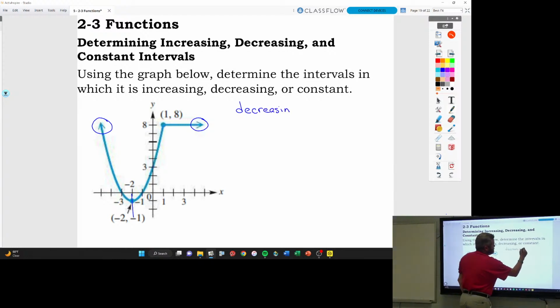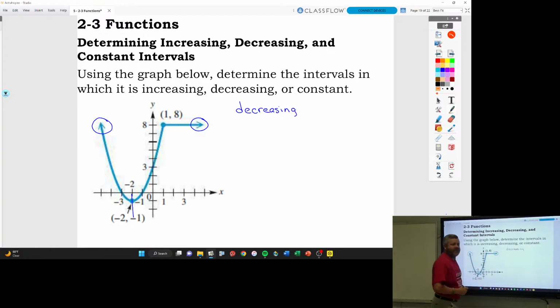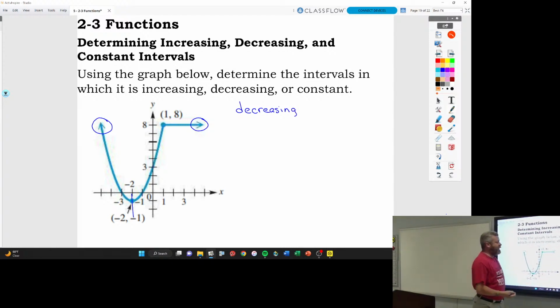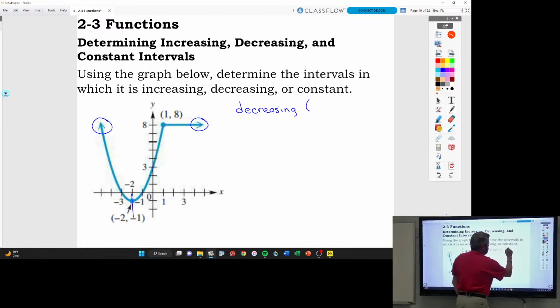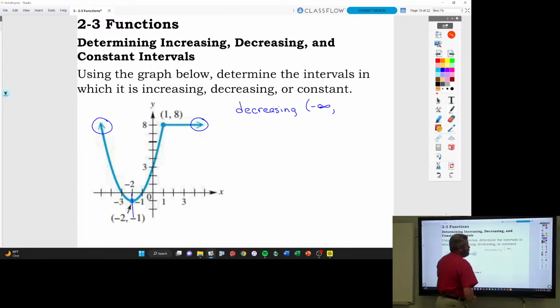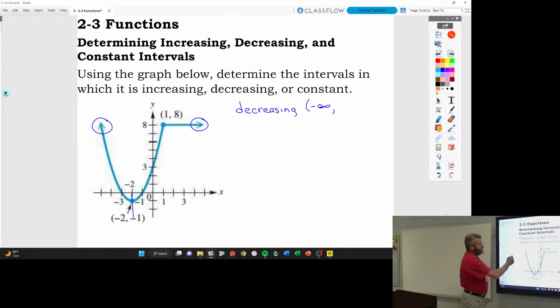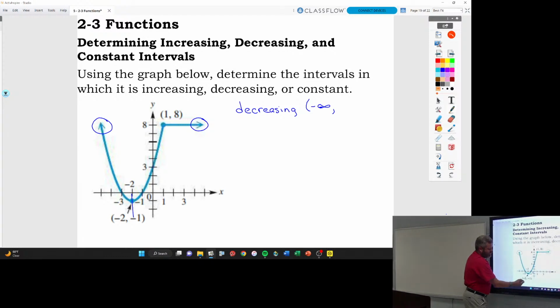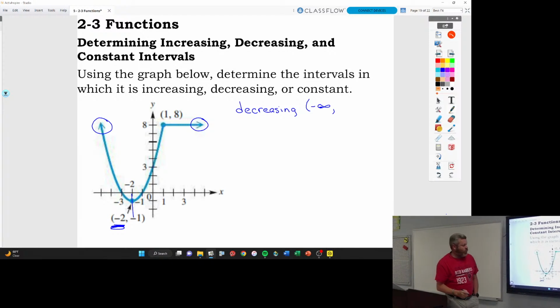Where did that decreasing start? Well, it started when the graph started. The graph started at negative infinity. Comma. When did it stop decreasing? It's decreasing, decreasing, decreasing, decreasing, and then all of a sudden, at negative 2, at the x value of negative 2, it quit decreasing.